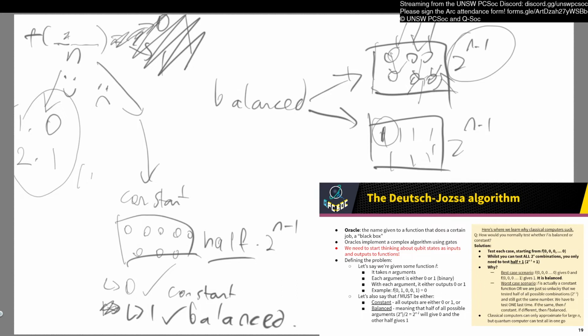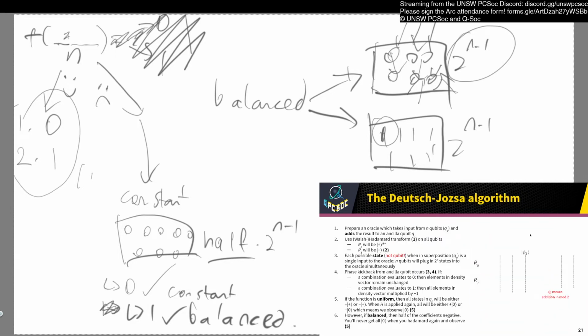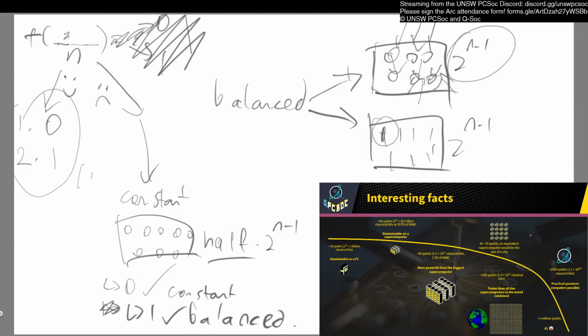So, for classical computers, it would take ages if n is even like 1,000, which isn't even that much. However, with a quantum computer, you can test it all in one go. I want you to appreciate the scale of this. At 35 qubits, we can simulate it on a PC. At 45, you can simulate it on a supercomputer. At 60 qubits, it will take an exabyte of RAM, so that's 1,000 terabytes, and that's more powerful than the biggest supercomputer.